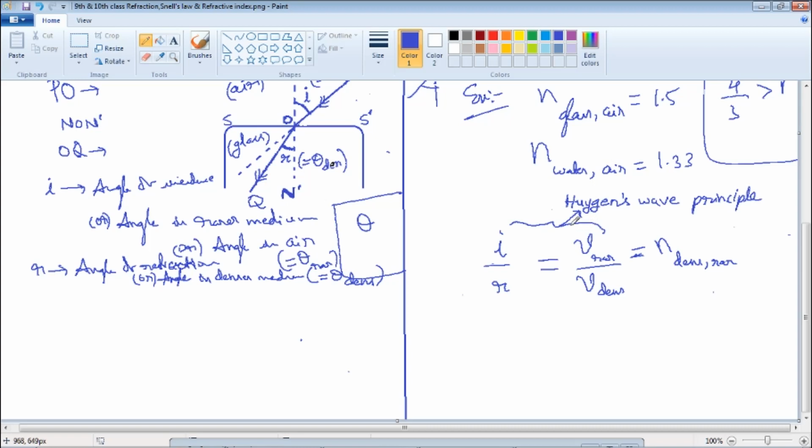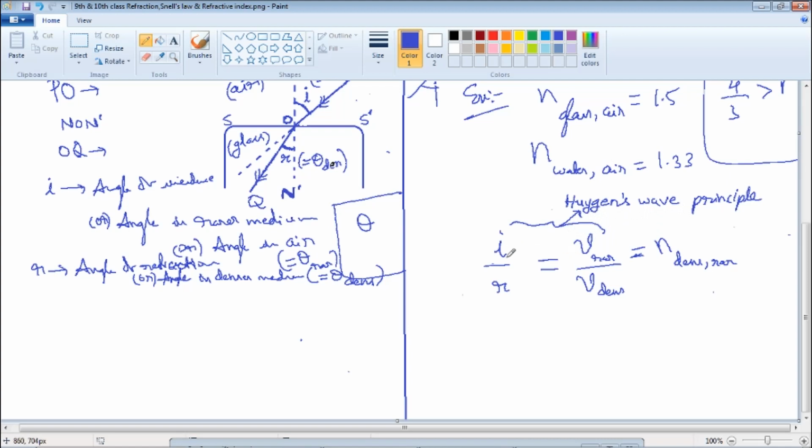Thus, when the angles small i and small r are very small, the ratio of velocities is exactly equal to i by r. And when small i and small r values are large, the ratio of velocities is approximately equal to i by r. This is what Huygens found out from his wave principle.